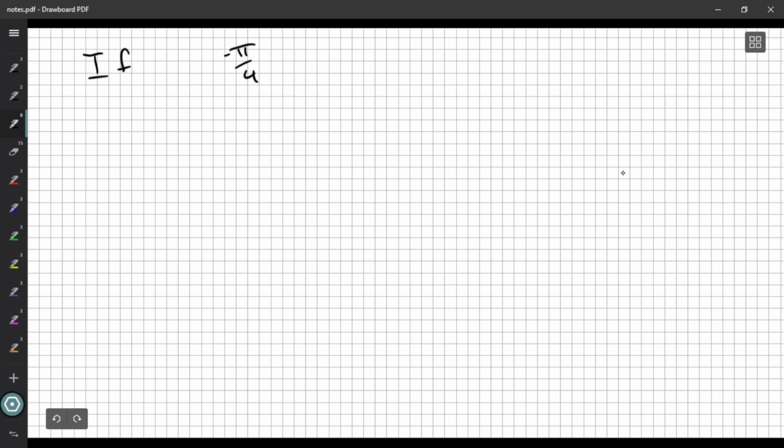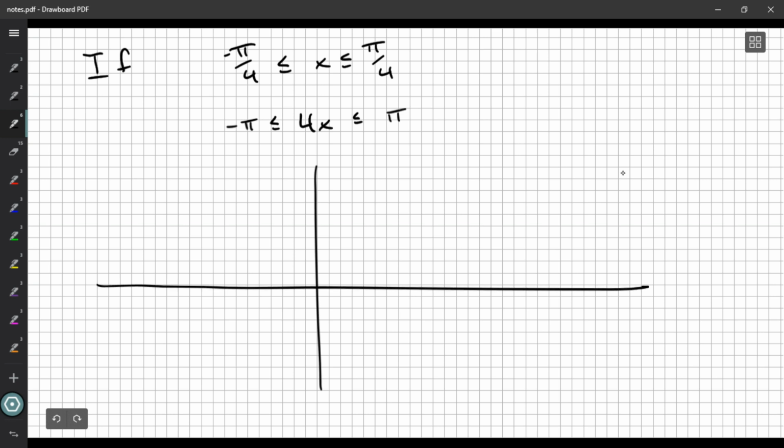If we're only looking for values that are between negative pi by 4 and pi by 4, that means that 4 times our parameter is going to be between negative pi and pi. What does cosine look like from negative pi to pi? Okay, so 0 here, and maybe pi by 2, and then negative pi there. Okay, it looks a little something like this.